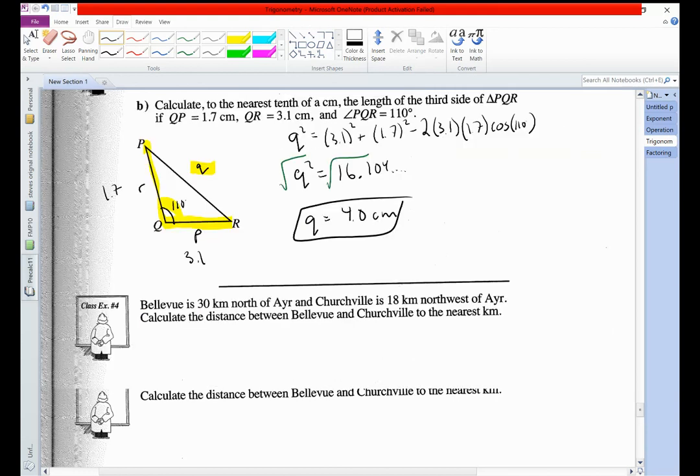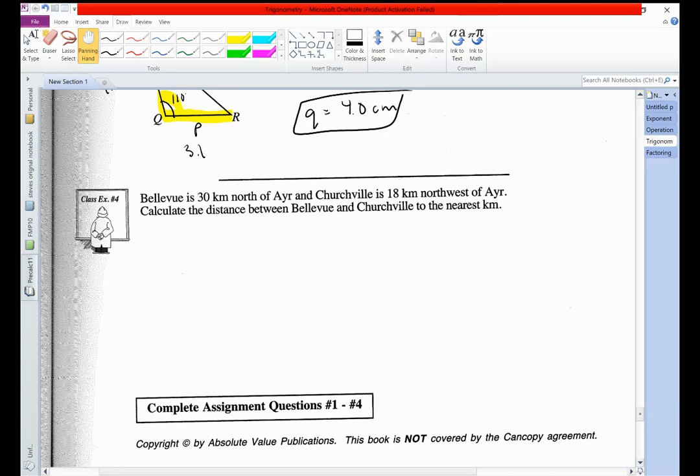Let's do one more example for good measure. Bellevue is 30 kilometers north of Air, and Churchville is 18 kilometers northwest of Air. Okay, this is fun. So we're just going to mark Air on our map, and we know that Bellevue is 30 kilometers north. This is Bellevue. And Churchville is 18 kilometers northwest.